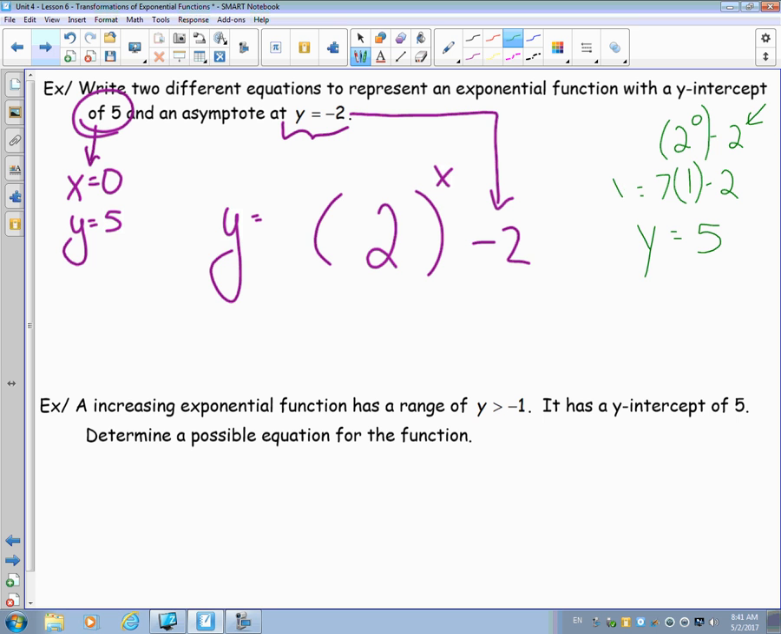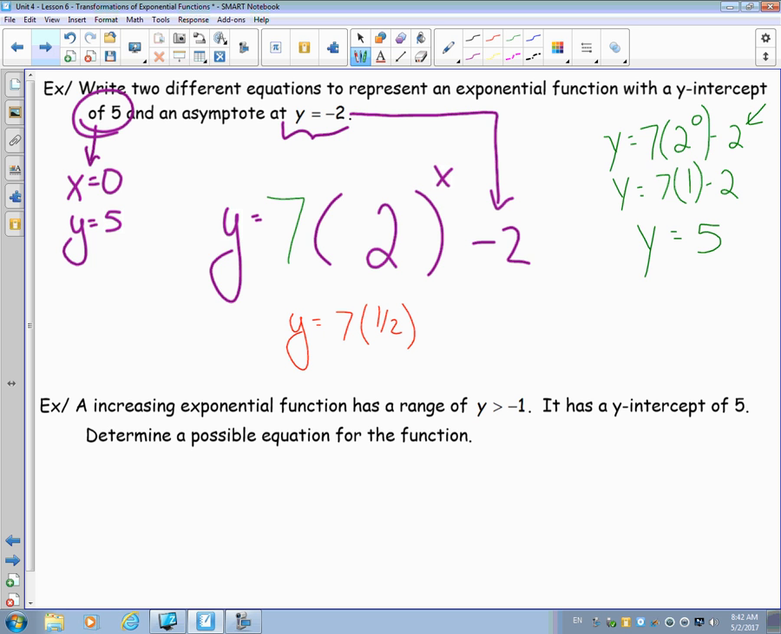So if I go back to the top now, I'll put a 7 out front, I have an answer that will work. I have to do a little bit of problem solving, a little bit of thinking. Now the question said write 2 different equations. I'm not going to write another one. All I need to really do is change my base.